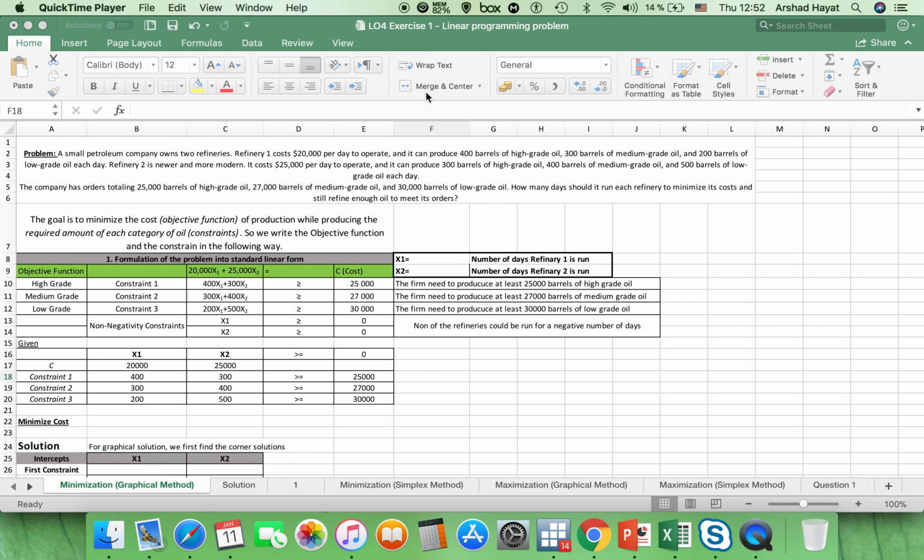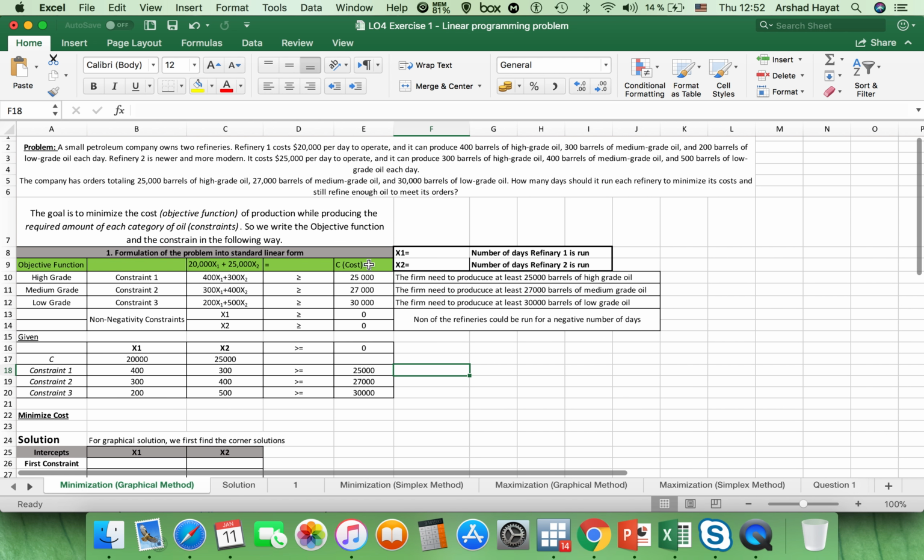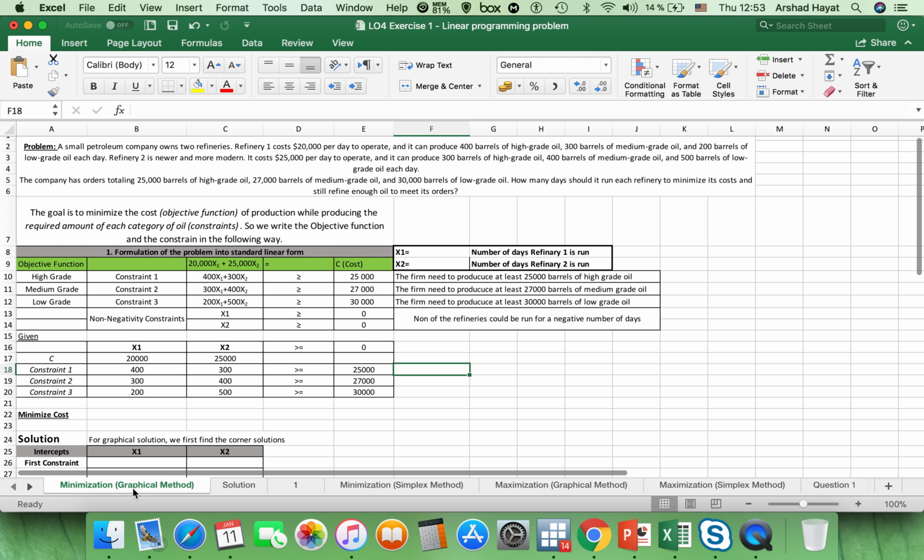And welcome to this exercise on linear programming. In this exercise, I'll show you how a simple problem on linear programming can be solved by graphical method. So this is a minimization problem. A linear programming can have both profit maximization, for example, or cost minimization problems. So this is a problem that is a minimization problem.